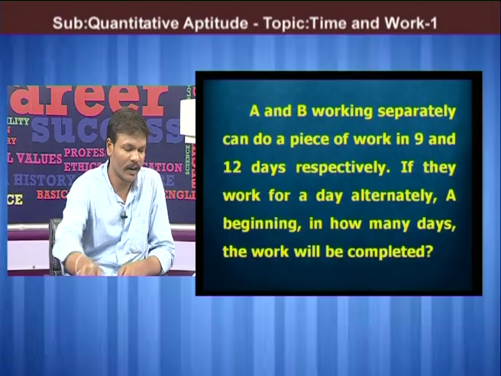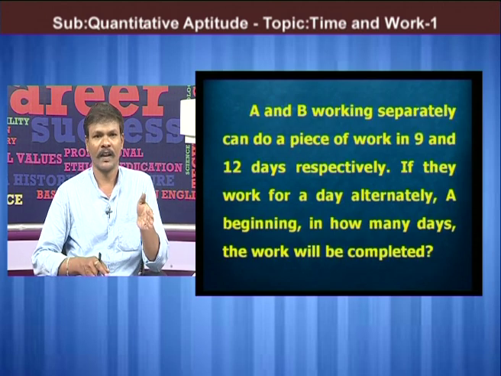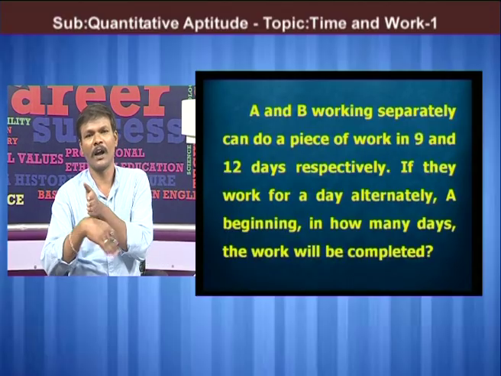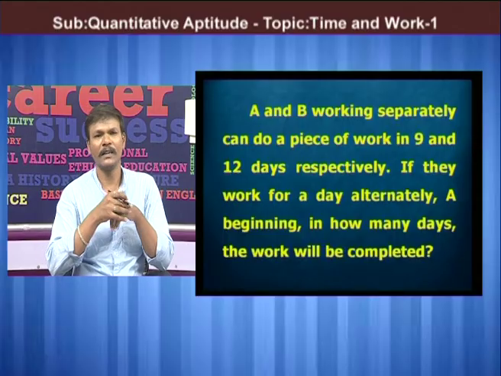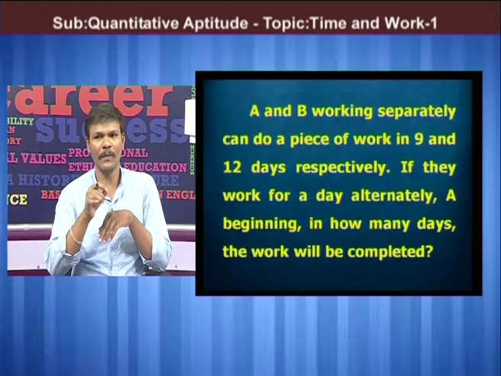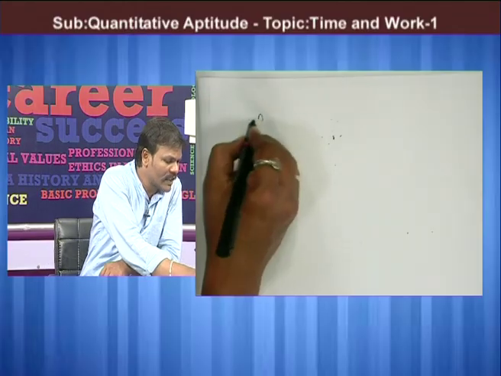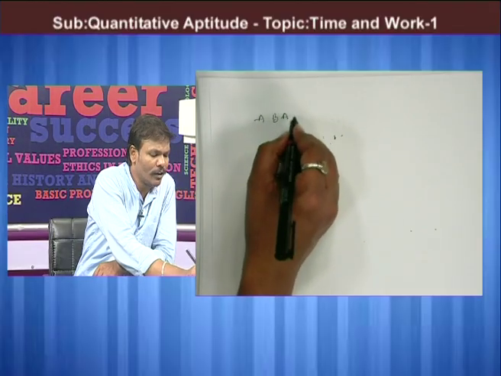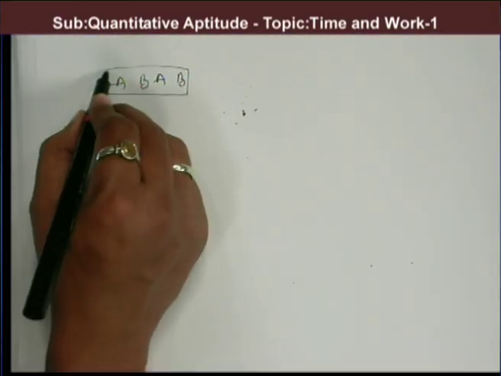So, alternate working days means the first day A is working, the second day B is working, the next day A is working, and the next day B is working. Day by day, alternatively A working, B working, A working, B working. In that way, A starts the work and B continues, again A continues, again B continues. This is how the work moves on.